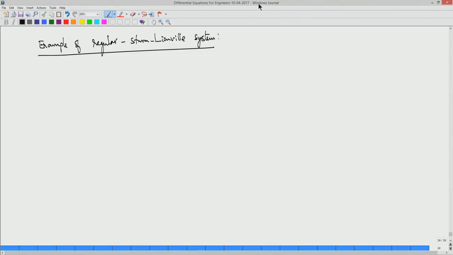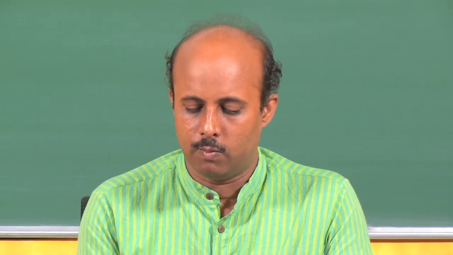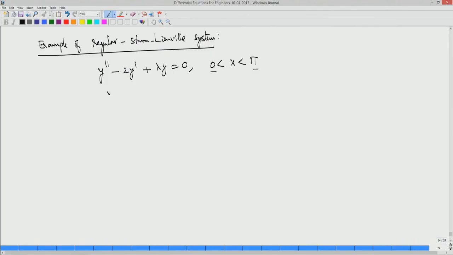So, we have this example of a regular Sturm-Liouville system. We will do this now. We have the equation y double dash minus 2y dash plus lambda y equal to 0, with x between 0 and pi. Because it is a regular Sturm-Liouville system, you see that the coefficient of y double dash is non-zero, so you can expect p of x is non-zero at the endpoints 0 and pi. The boundary conditions I give include y(pi) equal to 0. Let us take the simpler boundary conditions.